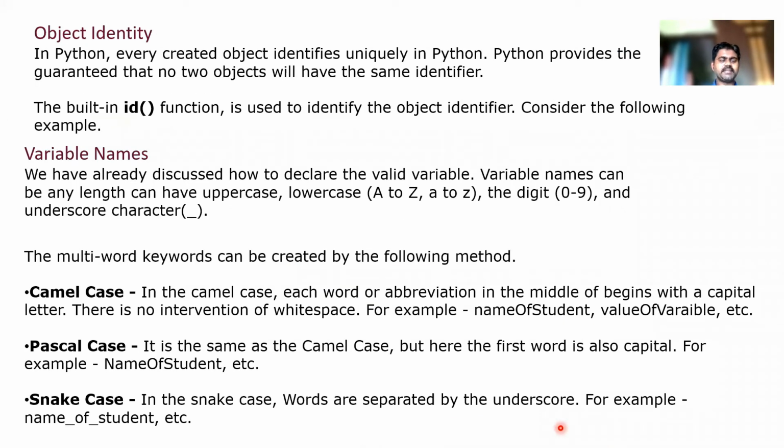Next, object identity. In Python, every created object is identified uniquely. So Python creates an identifier, an ID. For example, if we say A equal to 10, an ID will be generated for A. Python provides the guarantee that no two objects will have the same identifier. For this we have a built-in id function, which is used to identify the object identifier.